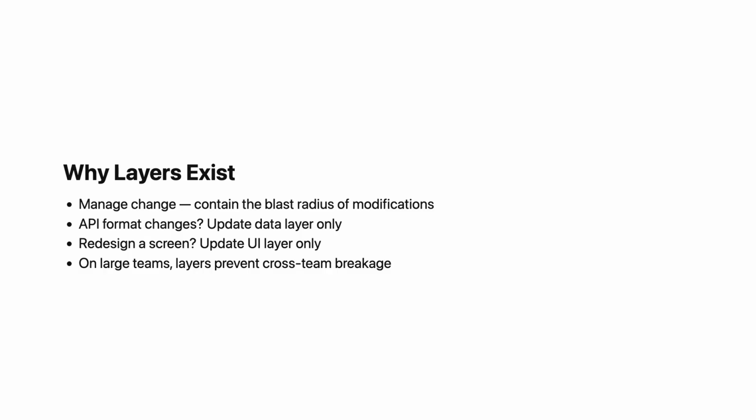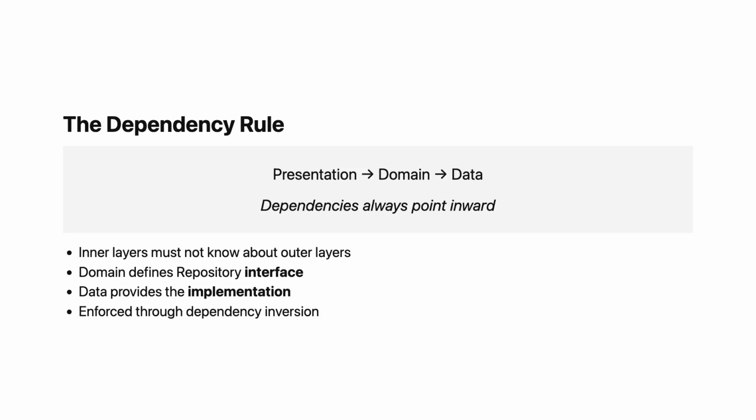If your domain model imported Retrofit annotations, then changing your network library would require changing your domain model, and the whole point of the layer is defeated. The dependency rule is enforced through interfaces. Your domain layer defines a repository interface. Your data layer provides the implementation. Your domain layer says, I need something that can give me a user. Your data layer says, I am that thing, and I get the user from this API. The domain does not know or care about the how.